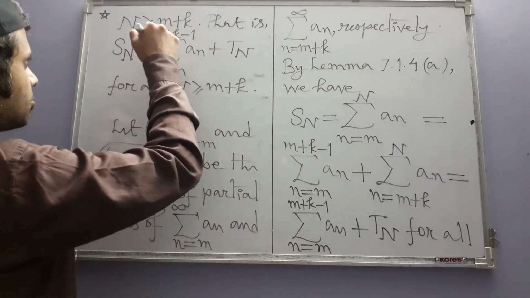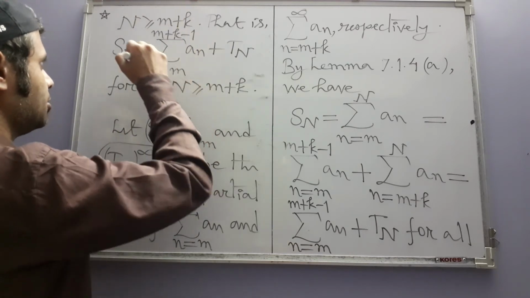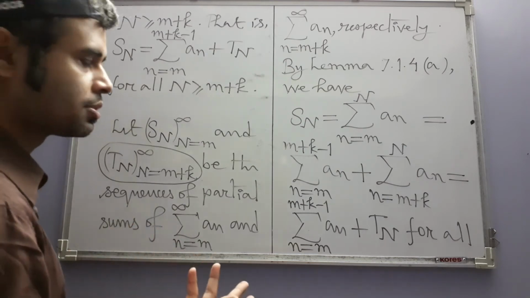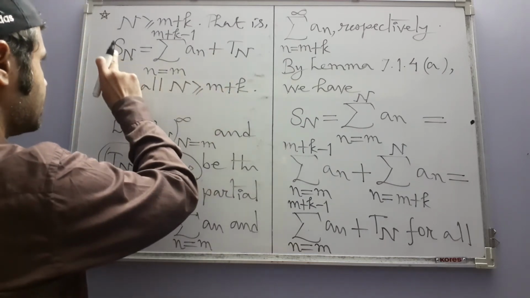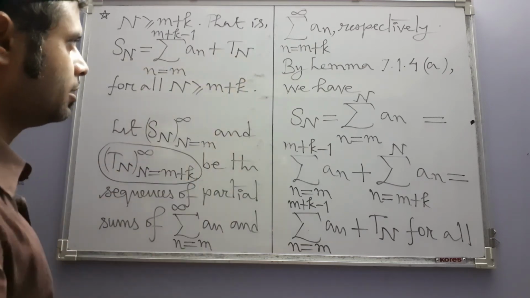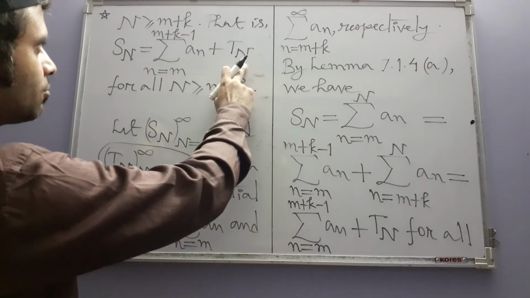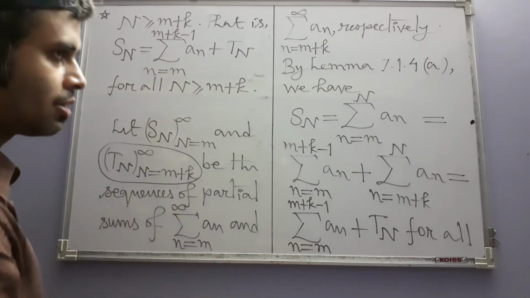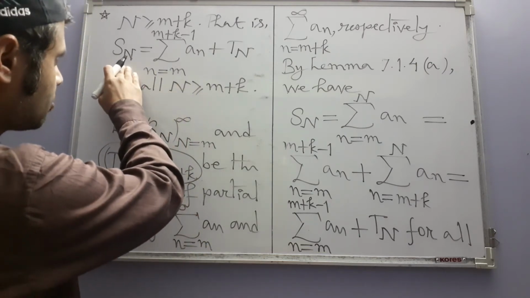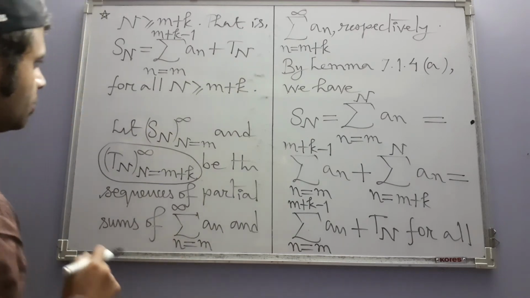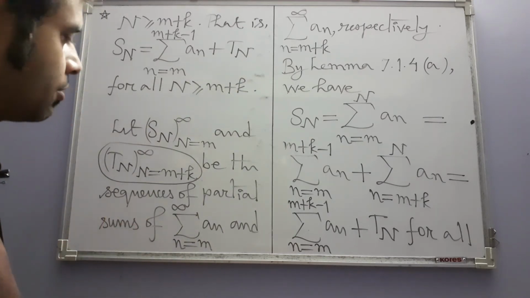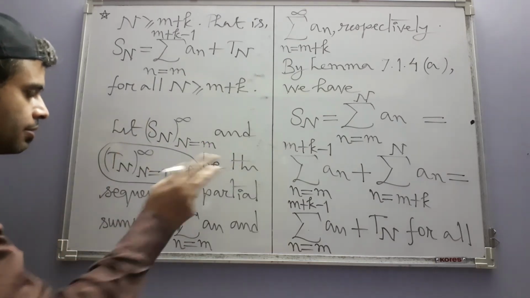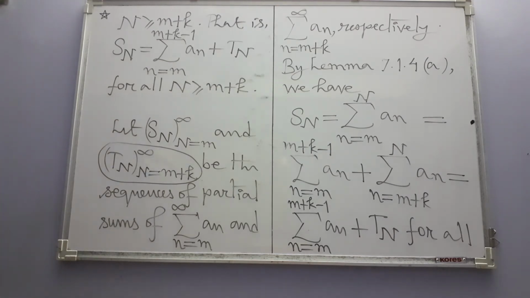So Sn is equal to a constant which does not depend on capital N plus Tn. So from our limit laws for sequences, Sn is convergent if and only if Tn is convergent. If Tn is convergent, then you add a constant to that, and that is nothing but Sn, so Sn is also convergent. And similarly, if Sn is convergent, then Tn is convergent. So from that what can we conclude? Let me just write the things instead of just simply saying.